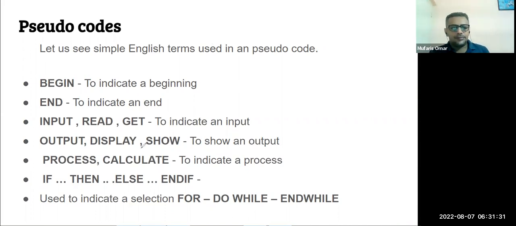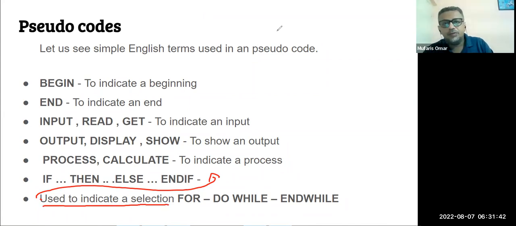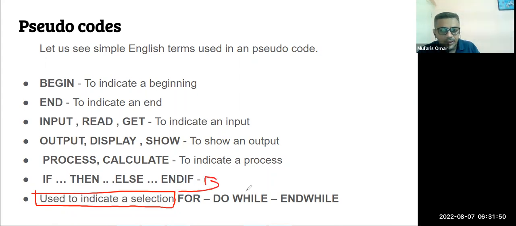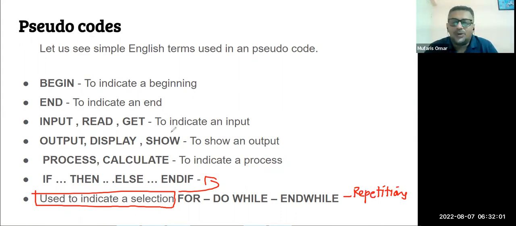Actually, this part should come here. Used to indicate selection, so that should come here. When you copy down, write down this bit here, and this is what you can call repetitions. Don't worry, I know you don't understand anything yet, but we need this kind of introduction. Then we'll proceed with the examples.